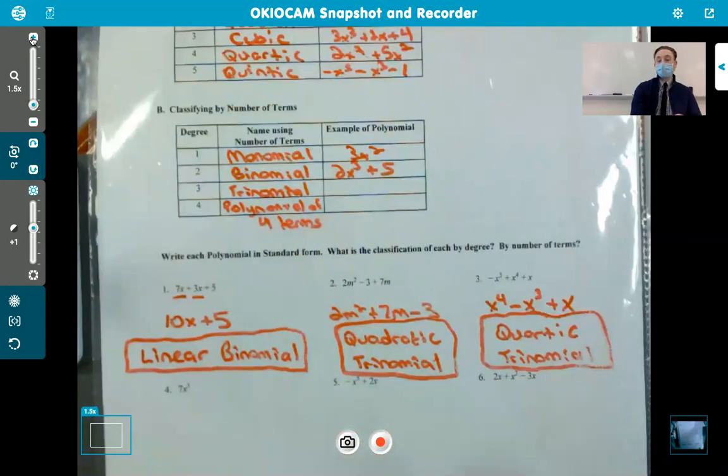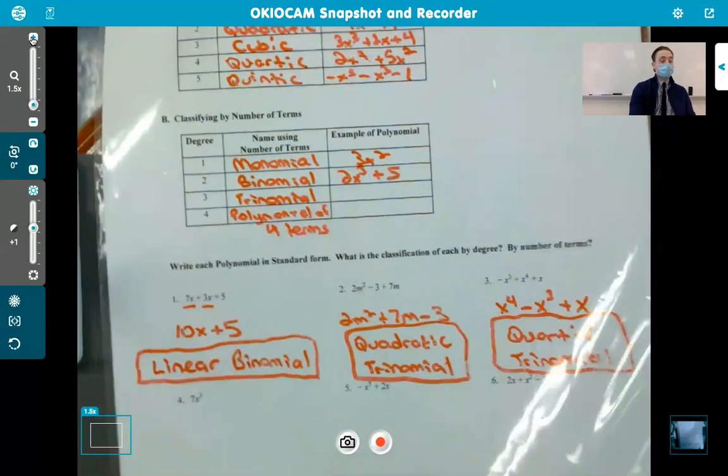Now, the graph of an x to the fourth is going to look a little bit different, right? Kind of depends on some of the terms after it. But again, it's going to help us understand where we're headed with that. All right. Let's do a couple more.